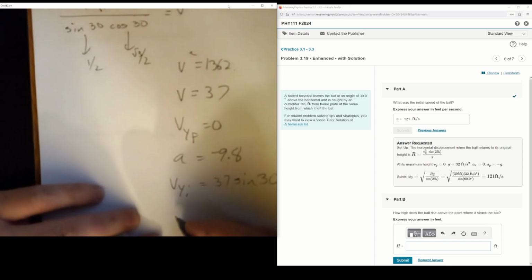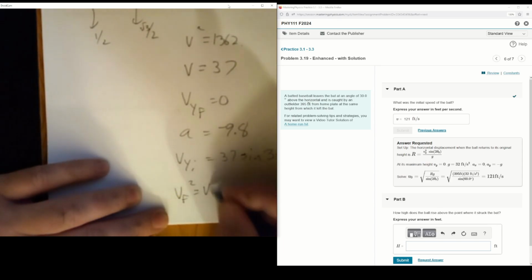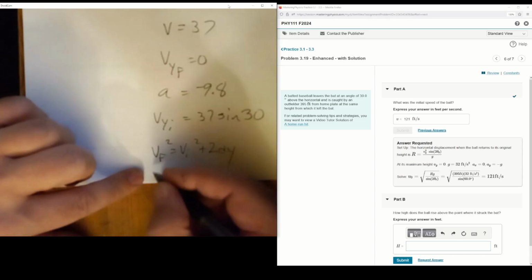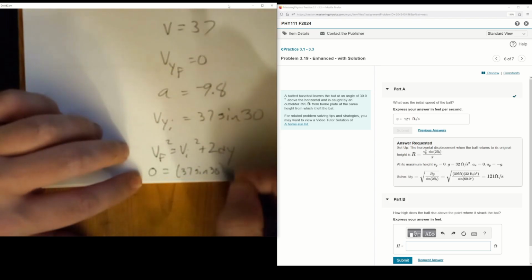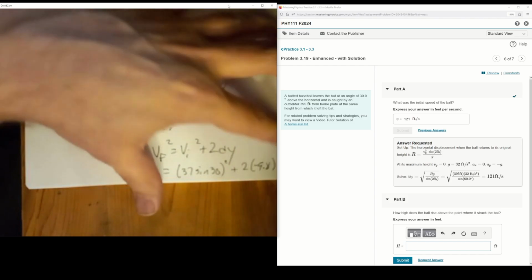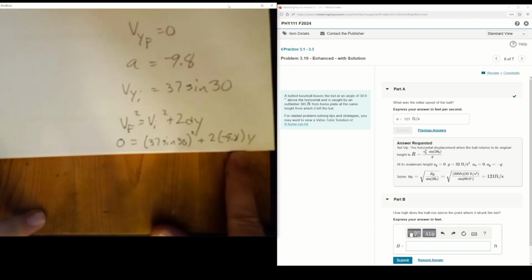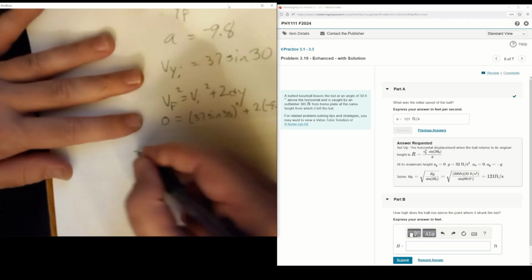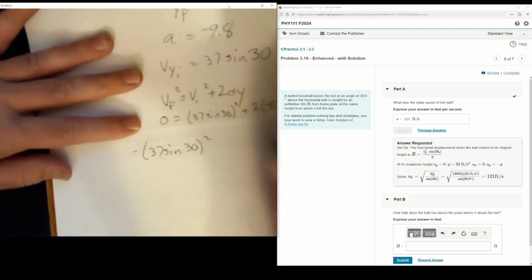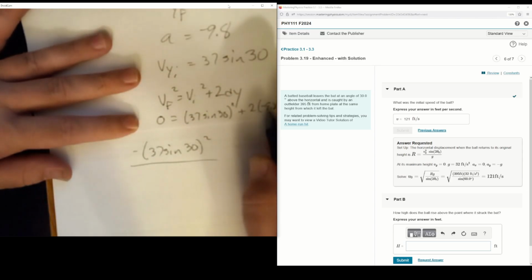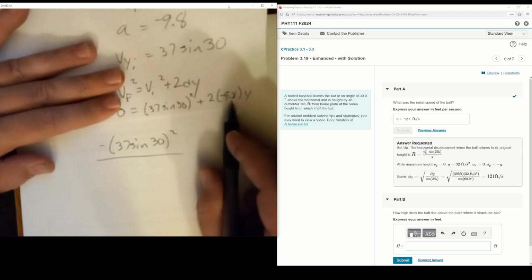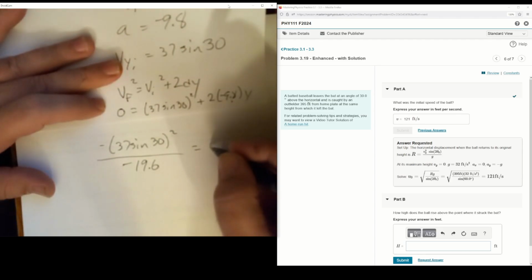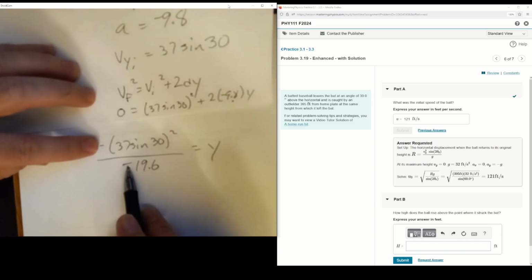And for maximum height, we can then use this equation that's used sometimes, not too much, but we can use this one again. This one is usually pretty easy when you have a final velocity that's 0. Then we would have 37 sine 30 squared plus 2 times our acceleration, minus 9.8, times y. And then we can solve that for y. So I'll move this to the right side, and then this is negative. 2 times 9.8 is 19.6, and dividing by that, and it's negative. And there is our y. Again, the negatives should cancel to give us a positive height.